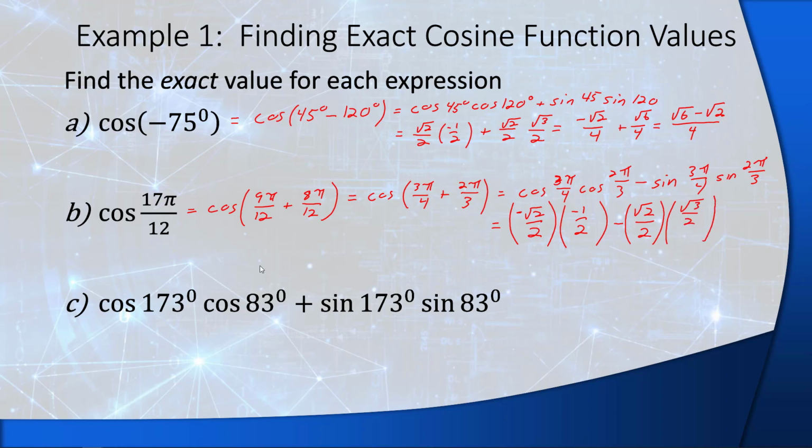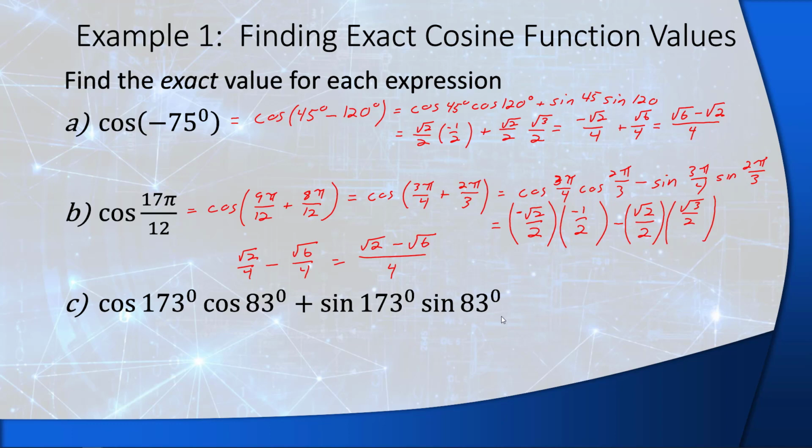Okay, well, negative root 2 times negative 1, that's just positive root 2 over 4 minus square root of 2 times the square root of 3, that's the square root of 6 divided by 4, and that will give us root 2 minus root 6 divided by 4. And this brings us down to this problem right here.